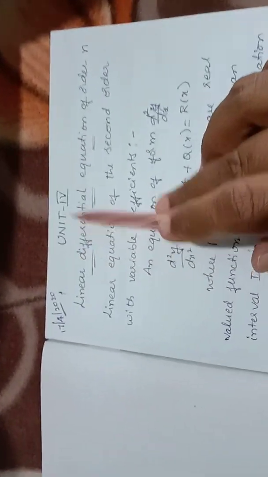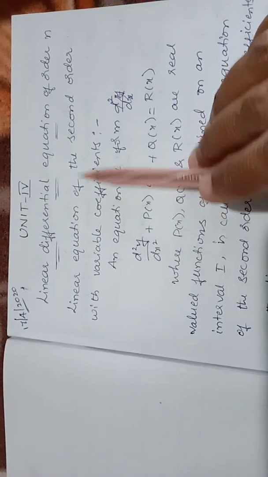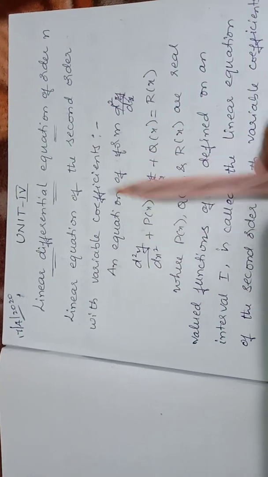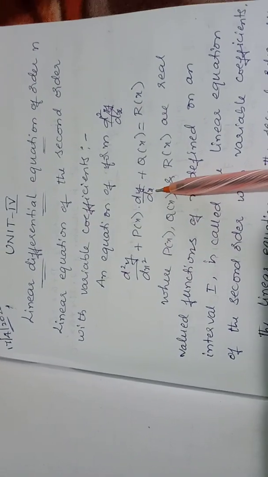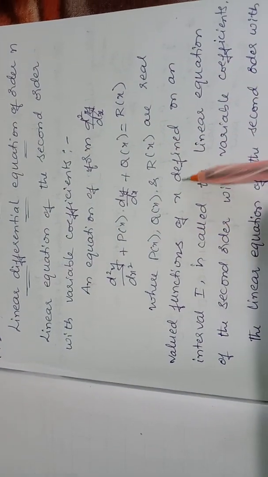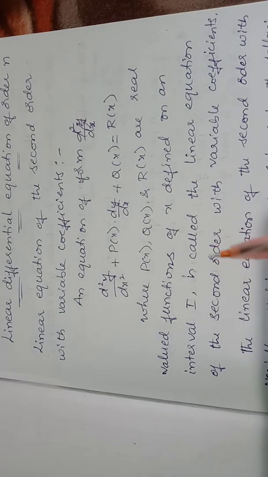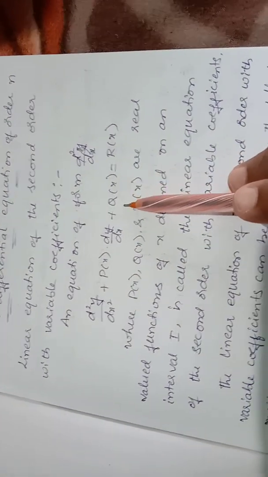Today we will see the fourth unit, linear differential equations of order n. A linear equation of the second order with variable coefficients is d square y by dx square plus p of x dy by dx plus q of x y equal to r of x, where p of x, q of x, r of x are real valued functions of x on the interval I. This is called a linear differential equation of second order.